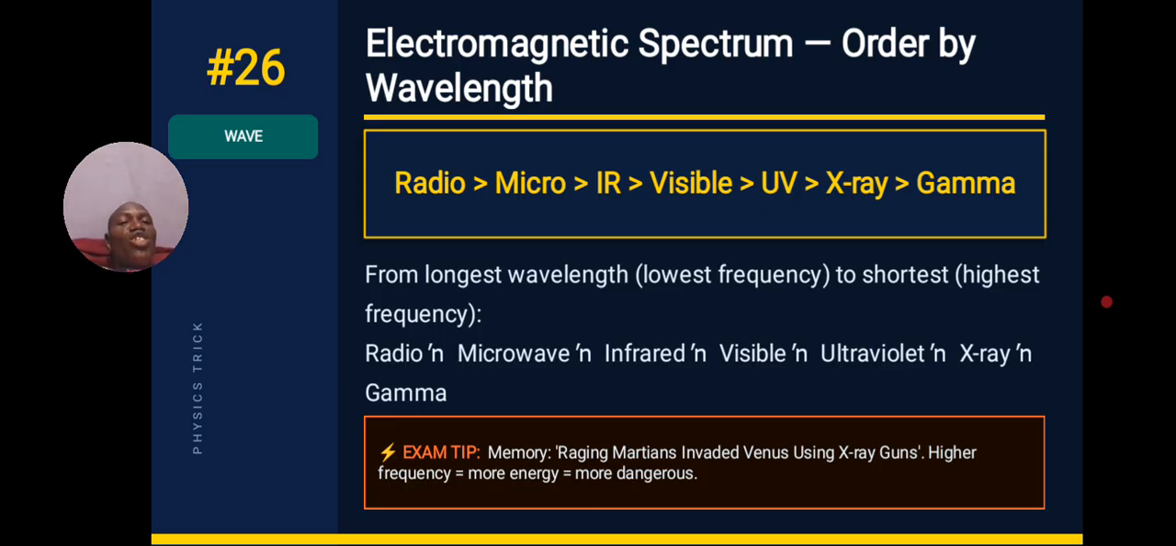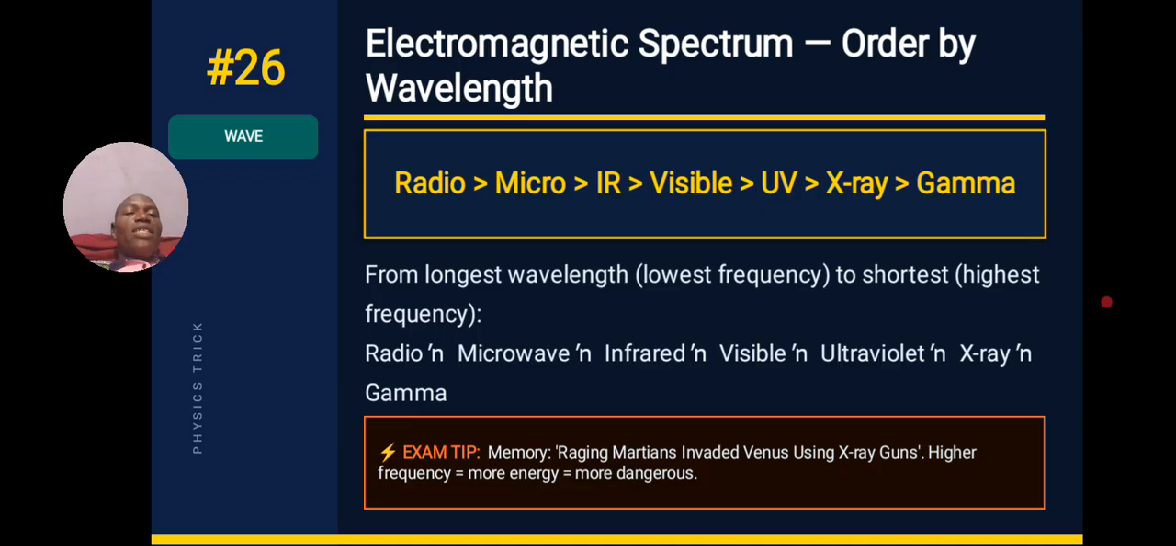I've given a very short way you can use, under exam tip, so that you can memorize it and remember it fast. I say: Raging Martians Invaded Venus Using X-ray Guns.